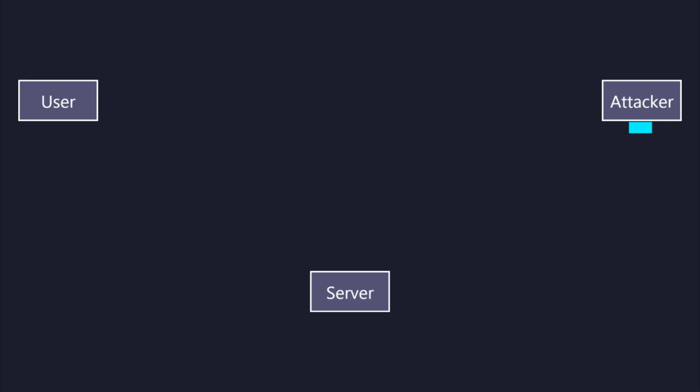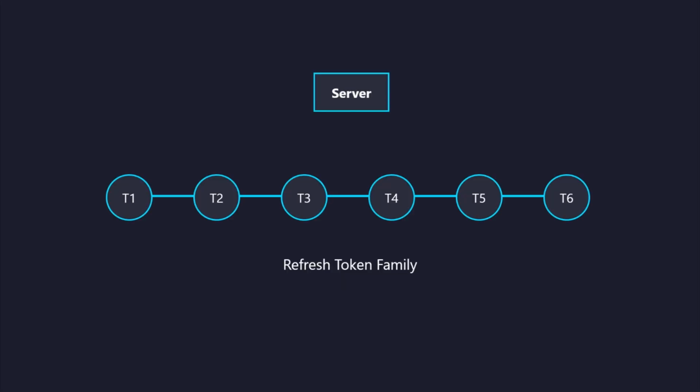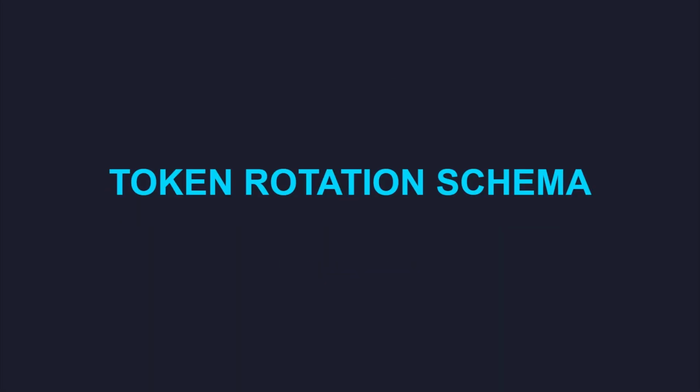If an attacker steals a refresh token and uses it before the legitimate user, the server detects the second attempt as a reuse. This triggers an immediate security protocol to protect the account. Upon detecting reuse, the server must invalidate the entire family of refresh tokens associated with that session. This prevents both the attacker and the compromised client from obtaining further access tokens.